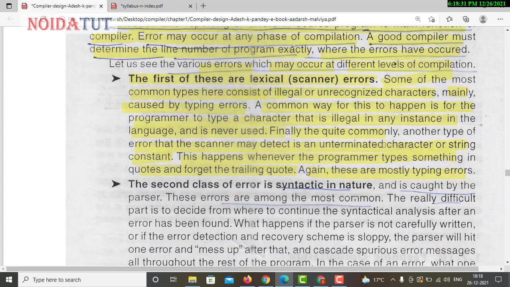Fine. So, what was the first error? What is the work of the first? That means identifying the illegal and unrecognized characters. This is the first function of error detection of the compiler.